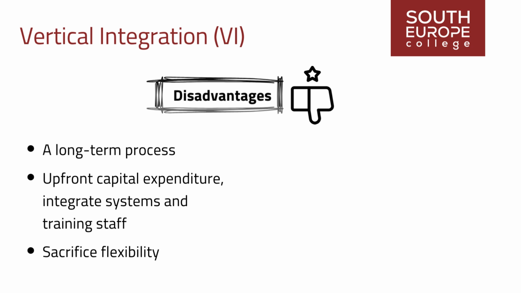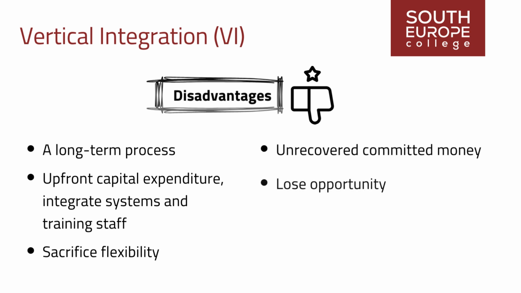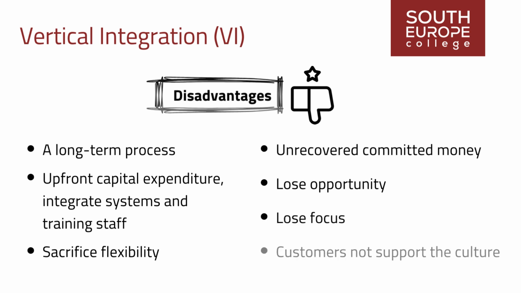Instead of being able to decline purchasing from an external vendor, a company will likely have committed money that cannot be easily recovered. In addition, a company may lose the opportunity to gain unique knowledge through different external vendors. Vertical integration may also have several social impacts. Companies may end up trying to do too much and lose focus on their ultimate goal. In addition, customers may not support the culture of a large manufacturer also interfacing directly with customers.